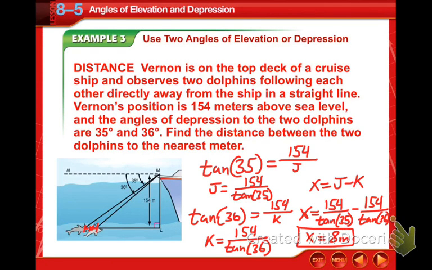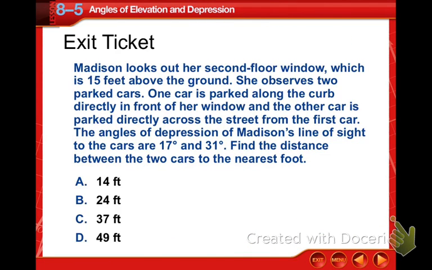Okay, so here it is. I'll read it for you. Madison looks out her second floor window, which is 15 feet above the ground. She observes 2 parked cars. One car is parked along the curb directly in front of her window, and the other car is parked directly across the street from the first car. The angles of depression of Madison's line of sight to the cars are 17 and 31 degrees. Find the distance between the 2 cars to the nearest foot.